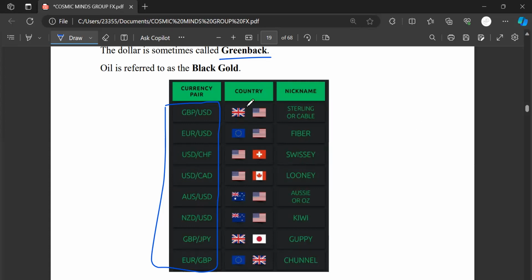Now we have the countries. The flags indicate the country that uses that currency in that pair. So we have the pound, that is Great Britain, and then the USA. They are simple. And then there are nicknames, right? Like I said, the pound USD is called the cable. I call it the cable. The euro USD is called the fiber, right? The USD against the Swiss franc is Swissy. We have the Loonie, the Aussie or Oz, the Kiwi, the Guppy, and then the Chunnel, right?